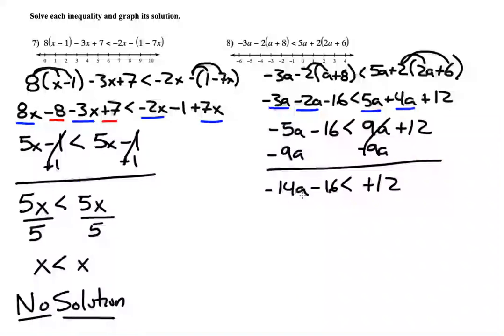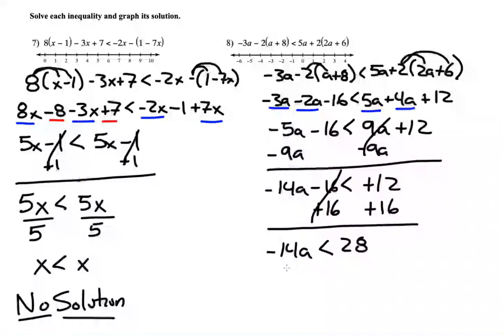Now I have my letters, my variables on the left, so I want my numbers on the right, so I want to get rid of this minus 16, and the opposite of minus 16 is plus 16. And so if I do plus 16 to one side, of course I have to do it to both sides. So that cancels, and I'm left with negative 14a is less than 12 plus 16, which would be 28. And so if I divide by negative 14 on the left, I have to do the same thing on the right.